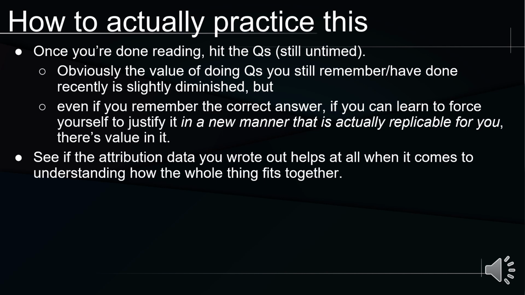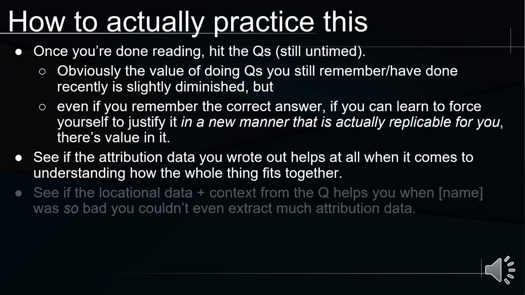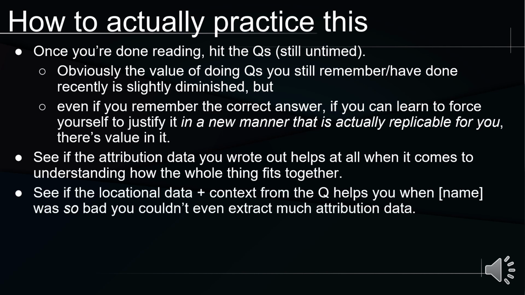So, what I'd like you to do here is just answer questions as you are able. But every time you run into that detail or the things that didn't click with you the first time, see if the attribution data that you wrote down for step two helps at all when it comes to understanding how the whole thing fits together, where that detail sits in the overall pantheon of details in the passage, that sort of thing. And then also, if you didn't have attributional data, see if the locational data that you have with the detail and any context from the question or answer choice helps you when the detail itself in the passage was so bad that you couldn't even extract attributional data.